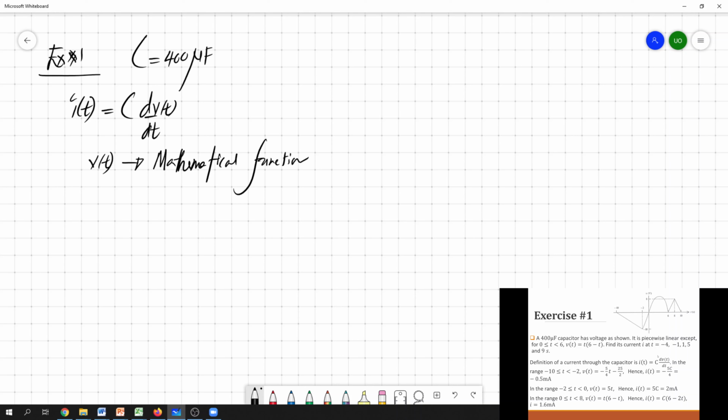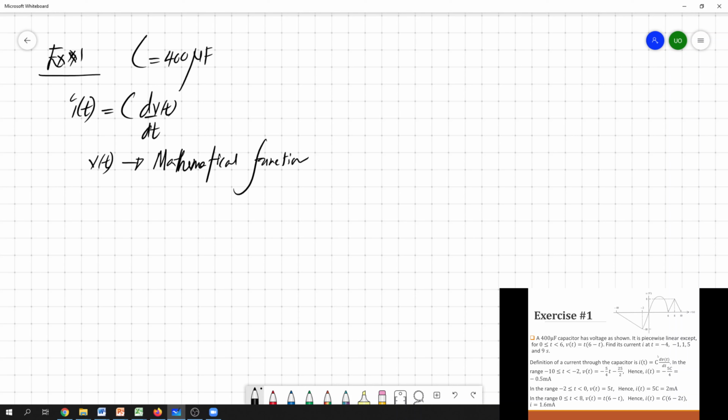This is the ideal way of doing that. If it is a linear behavior, it's easy because you only need to evaluate the gradient. The derivative itself gives the gradient of the function. Otherwise you have to model this behavior using a mathematical function. We know that between -10 and -2 we have a linear trend with a negative gradient. From -2 to 0 again we have a linear trend with a positive gradient. In between 0 and 6 we know the function V(t), which is t times 6 minus t.